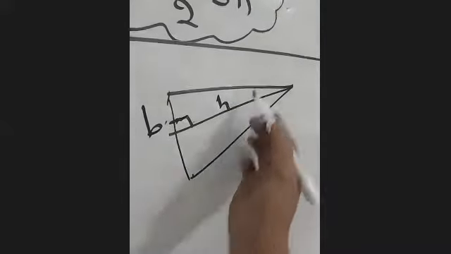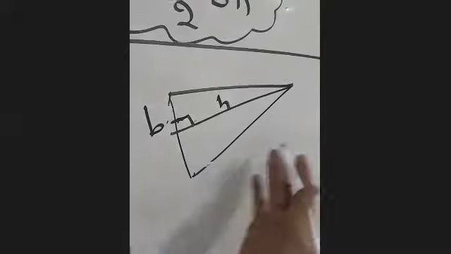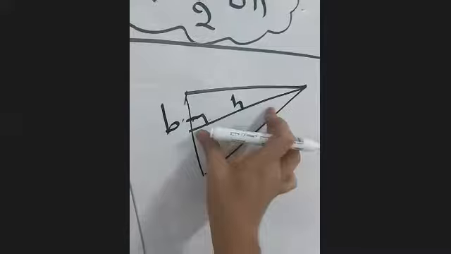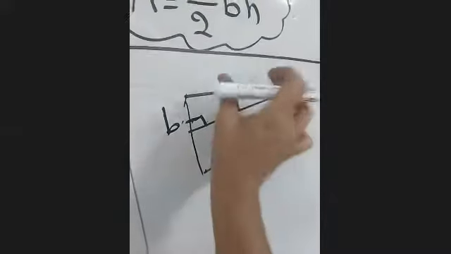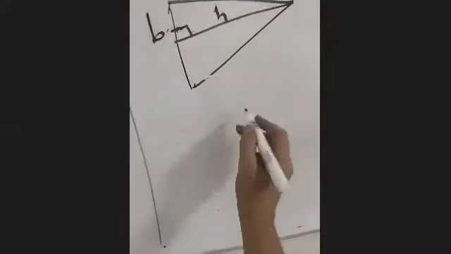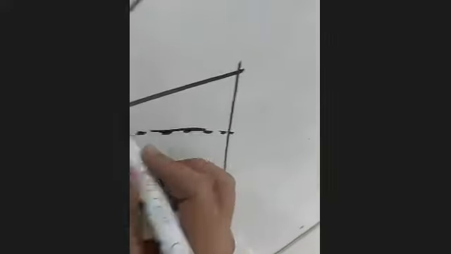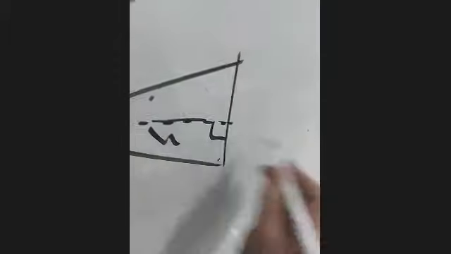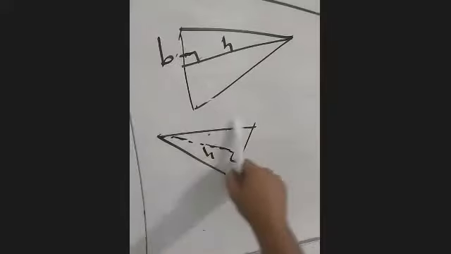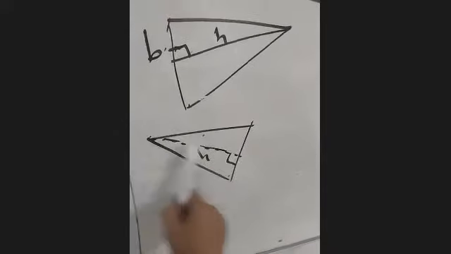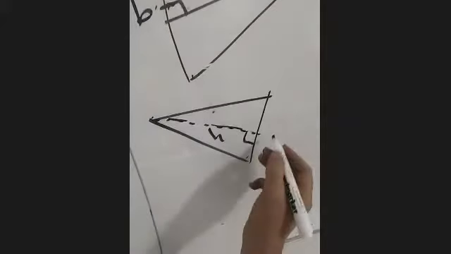This side and this side have no relationship with the area. I need the base and the height, not this, not this. For example, if we have this triangle, and this is the height, where should the base be? Not this one and not this one. The height intersects with the base.